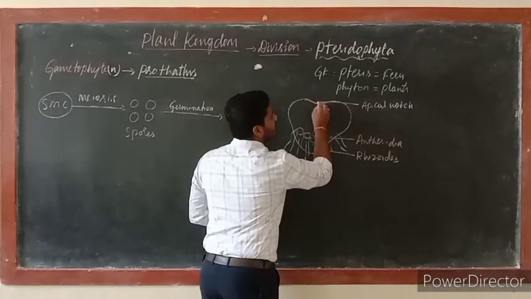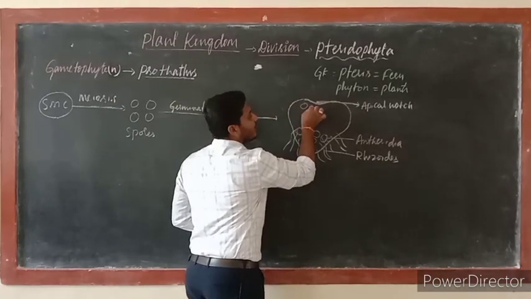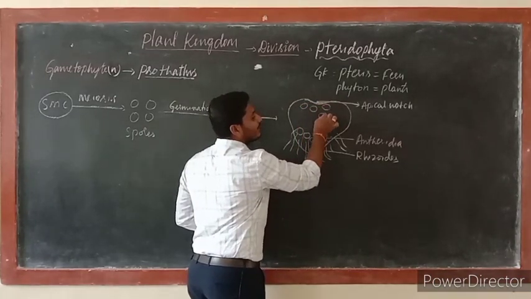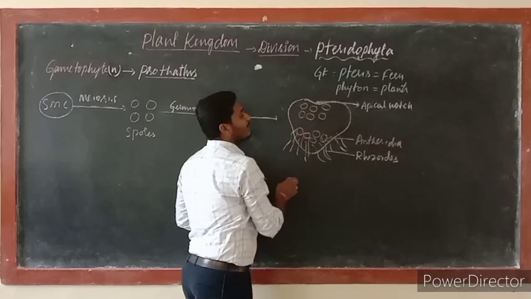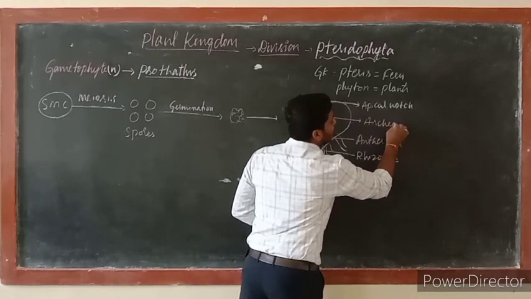Towards the apical notch, the point we identified, there is formation of the female reproductive structures. These female reproductive structures are called archegonia.